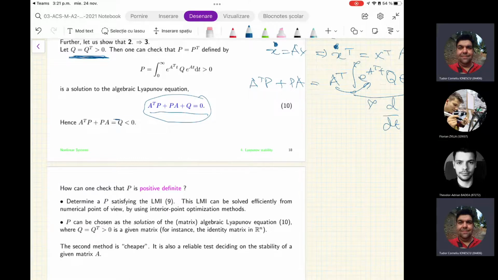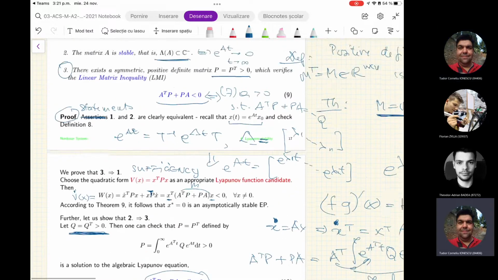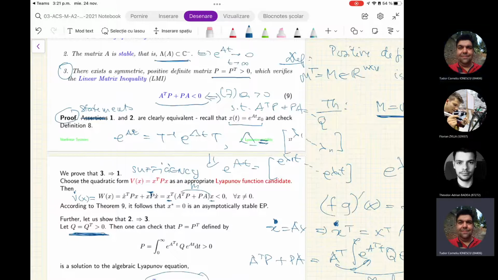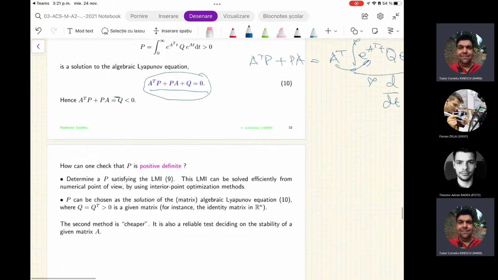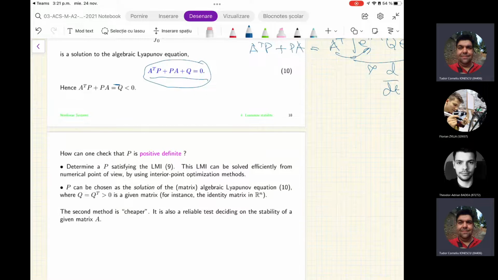How can you do this numerically? You can determine a P by solving an LMI 9. This is a linear matrix inequality, and in MATLAB there are many toolboxes showing you how to solve such an LMI. Furthermore, to assess the stability of a linear system using this Lyapunov way of thinking, the Lyapunov equation is a very numerically efficient algorithm rather than computing the eigenvalues of matrix A.